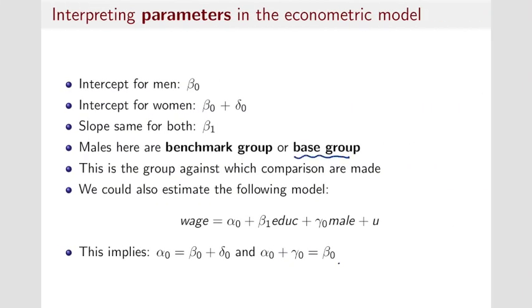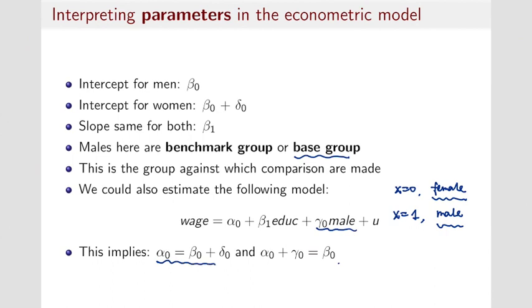Males here are chosen to be the benchmark group or base group. That is, males are the group against which the comparison will be made. We could also estimate the following model for the wage. Now the binary variable is the male. For x equal to 0, it corresponds to the female group, and if x equal to 1, it's the male group. In this case, female is the base group, and the male is the treatment group.